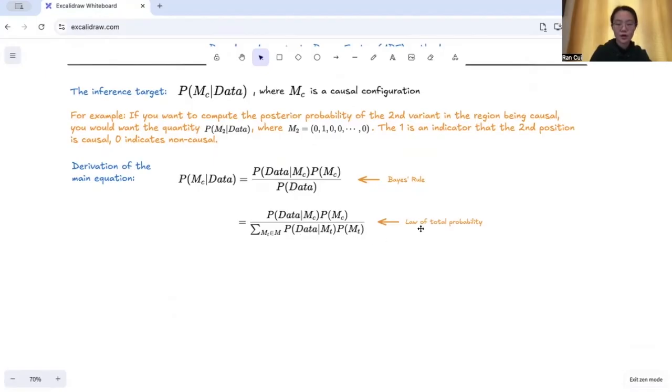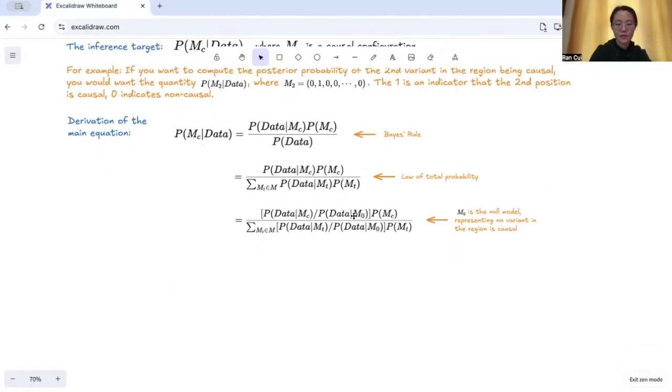And in this step, we use the law of total probability. So now we write the probability of data as the sum of the probability of data given a causal configuration times the prior for that causal configuration, summing over all the possible causal configurations for this region. And the next step is pretty simple. We just divide the top and bottom by the likelihood of the data given the null model. So M0 here represents the null model, and it means no variant in the region is causal.